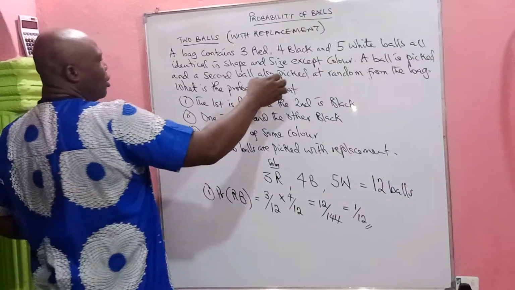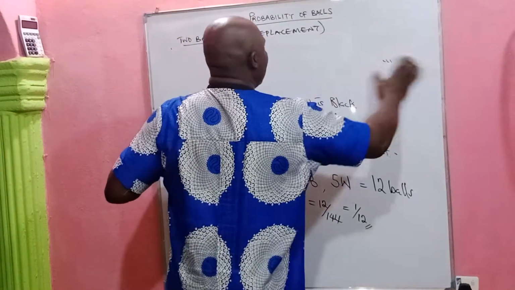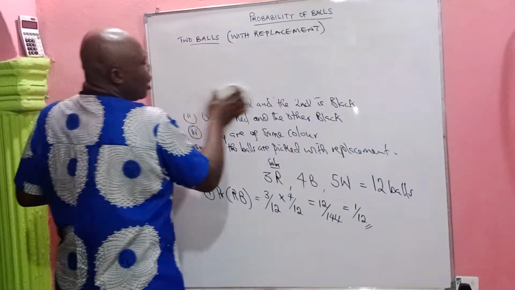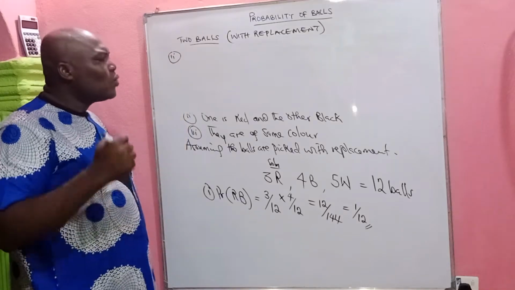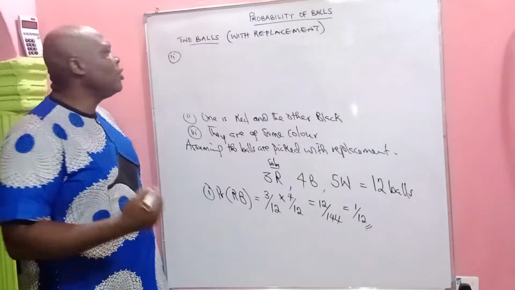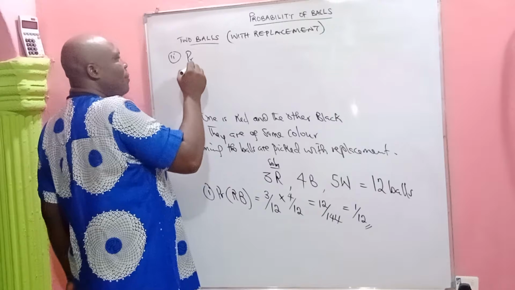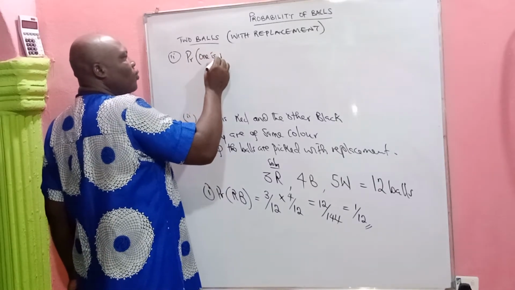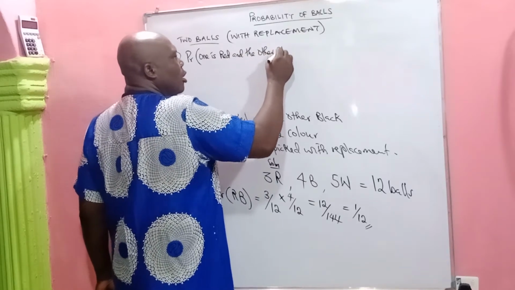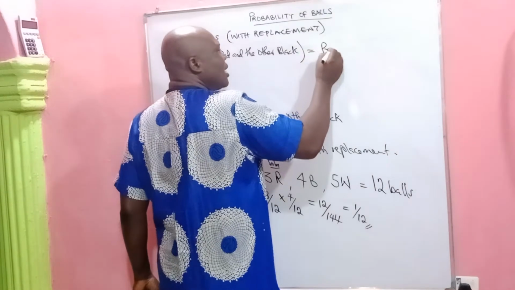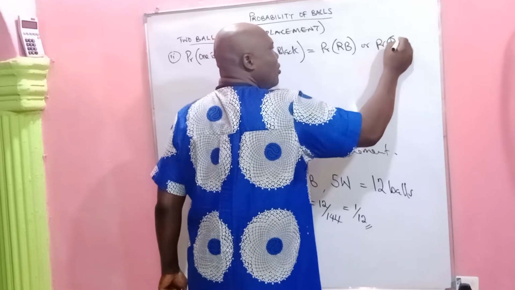Okay, so let's try the second one. Let's create space here to try the second one with replacement. In the second instance, they said, what is the probability that one is red and the other black? So it means we are dealing with the probability that one is red and the other black. We are simply trying to say that when we pick, it's either we are going to have red, black, or black, red in that order.